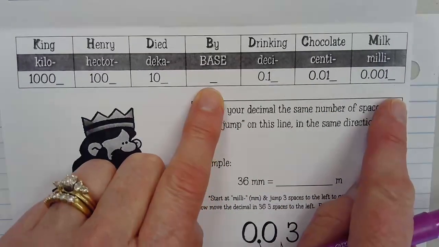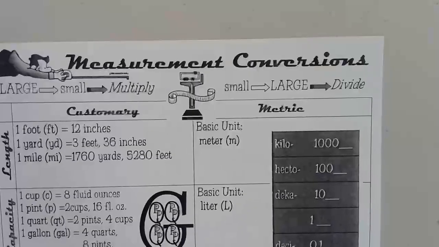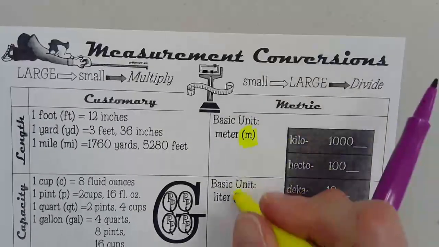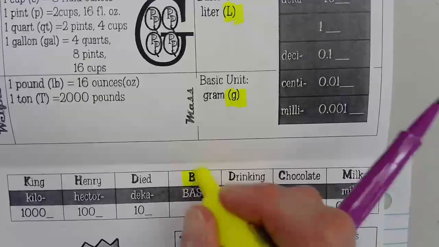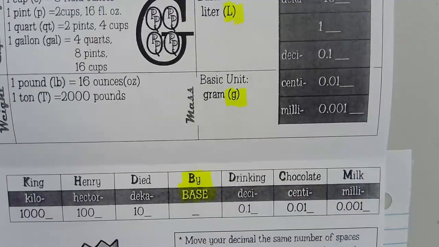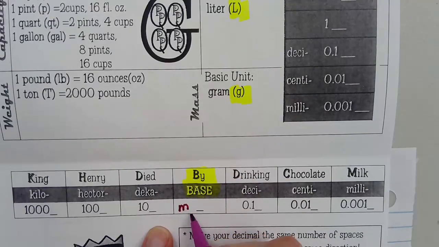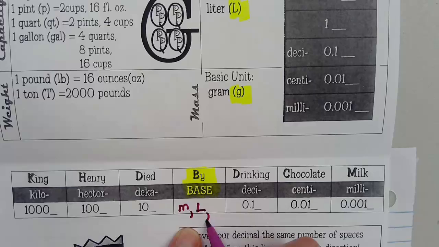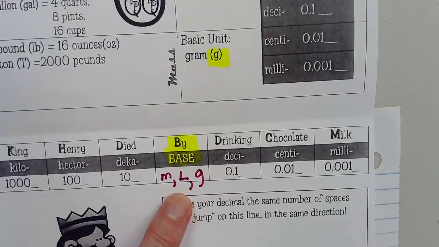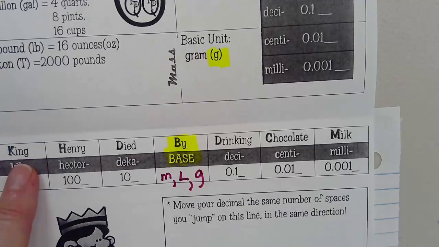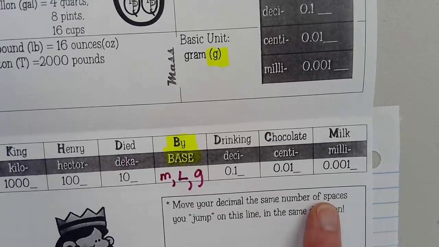Now, the base is that unit that we have up here. Our base units are M for meter, L for liter, and G for gram. So when it says by the base, we're talking about that. Think of it being by itself. So if you just have an M, or you just have the L, or you just have the G, that is the base unit. If there are two letters together, then it's one of the prefixes that are given, okay? So it says we're going to move the decimal the same number of spaces.